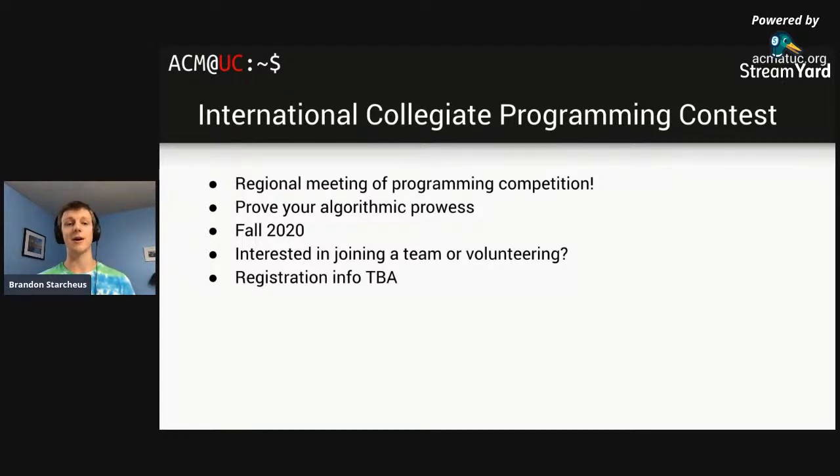And so it's all about solving problems quick, fast, and efficiently. So prove your algorithmic prowess.